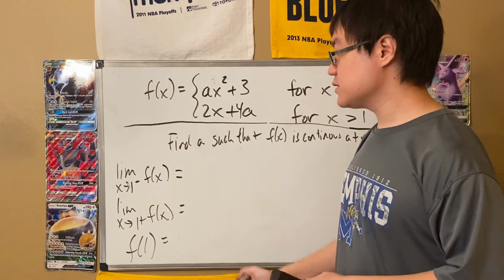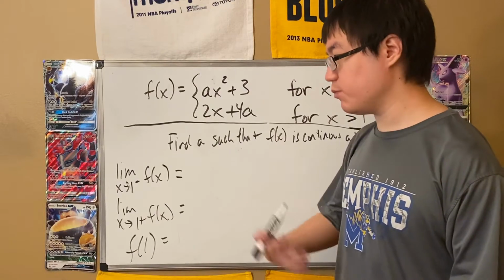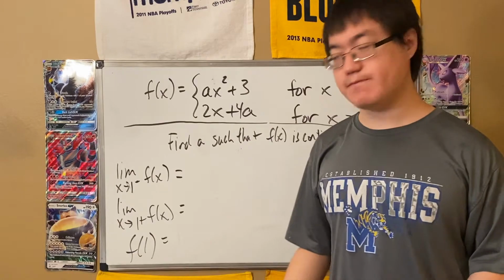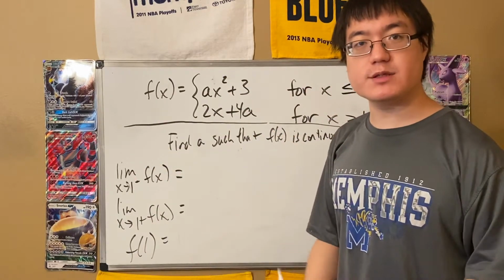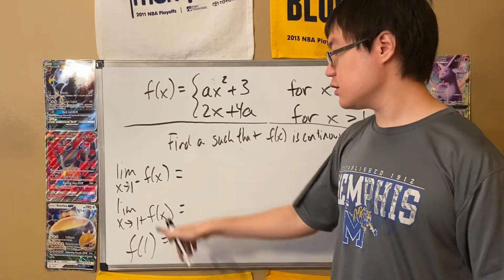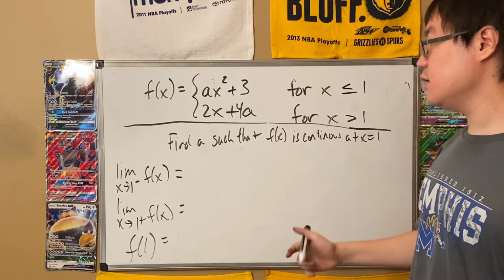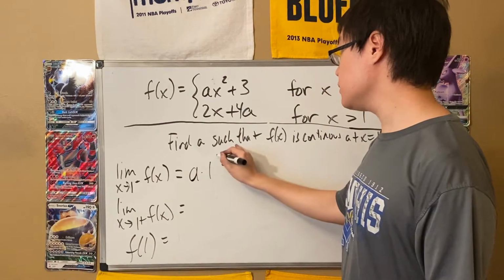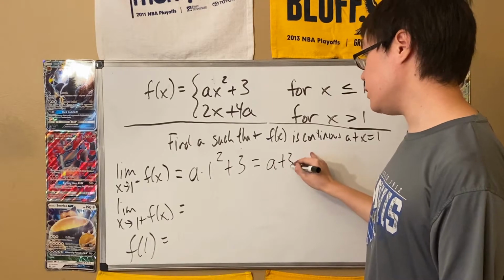Just like in the previous one, as we're doing 1 from the left, we need to choose a certain function to plug in 1, because these functions are continuous just on their individual pieces, so all we have to do is plug in a number. The hard part is just choosing the right function. We're dealing with numbers from the left, so that's going to be our less than number. So it looks like we're going to be choosing the top function. It's going to be a times 1 squared plus 3. So we get the equation a plus 3.